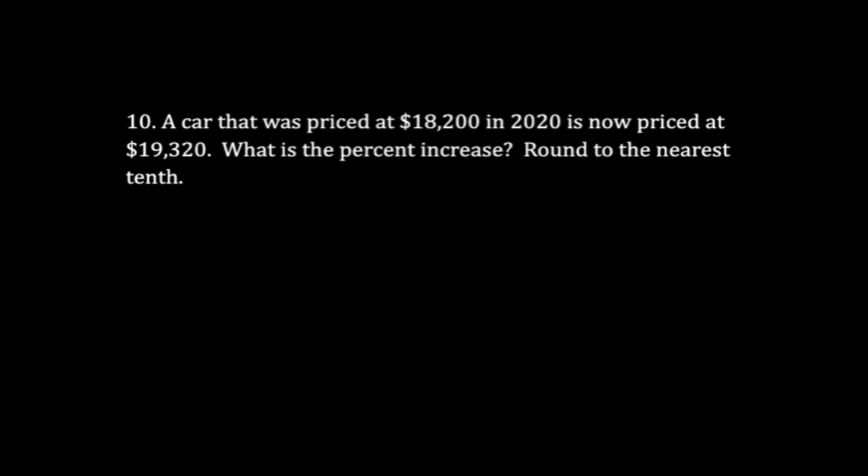Okay, so for our last problem, it says a car that was priced at $18,200 in 2020 is now priced at $19,320. What is the percent increase? Round to the nearest tenth. Okay, so here we have the formula where we have the new amount minus original amount divided by the original amount times 100. So I'm just going to place new minus old divided by old times 100.